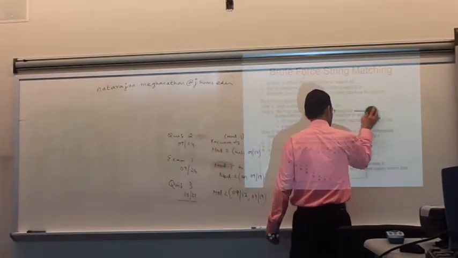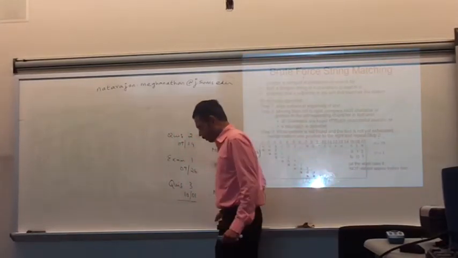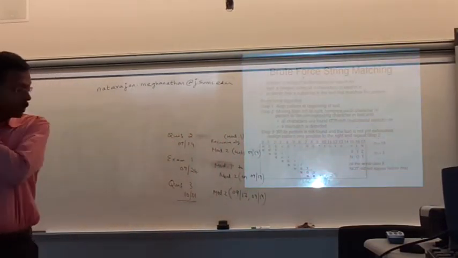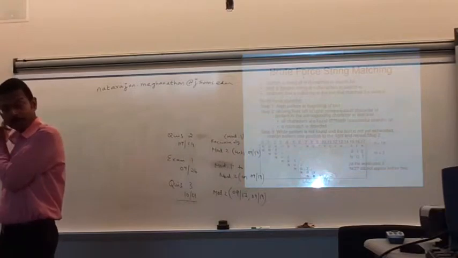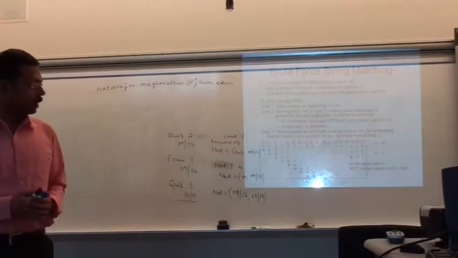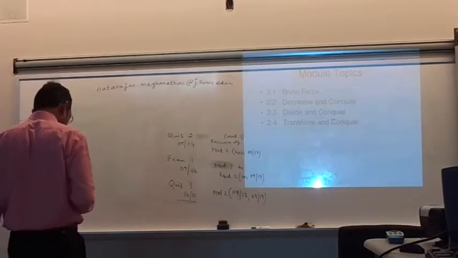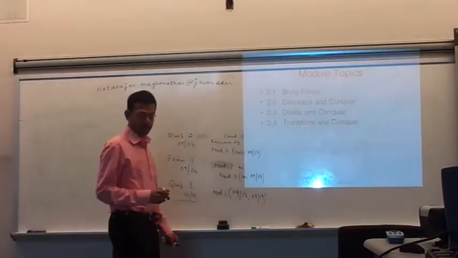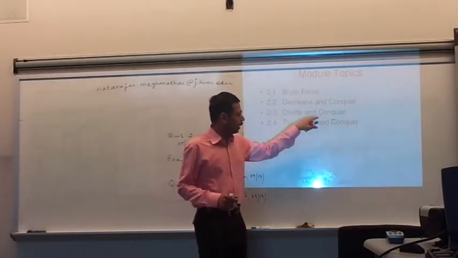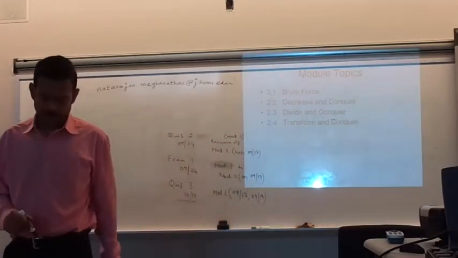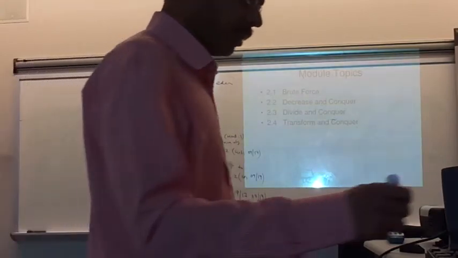Okay, so now we are going to look at module 2. I call it classical design techniques. You might have seen some of this before, like divide and conquer and all this stuff. So we are going to look at it from a strategy point of view. We are going to look at 4 strategies: brute force, decrease and conquer, divide and conquer, and transform and conquer, with at least one example algorithm for each strategy.